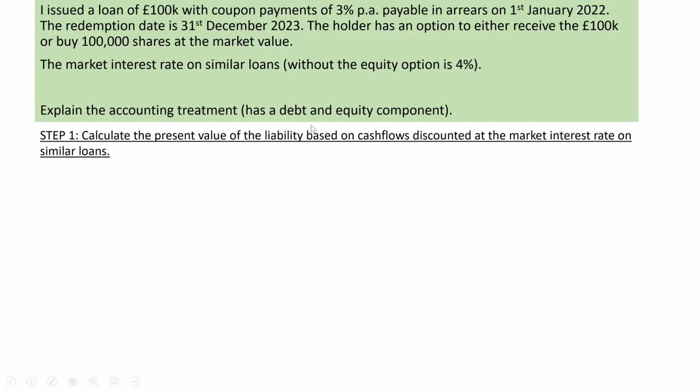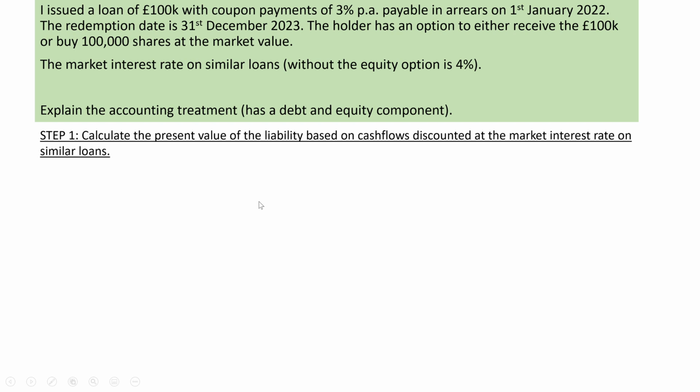Now, the first thing we need to do is to consider what happens if there wasn't any equity. What would we do? Well, we would be paying interest at 4% per annum, making coupon payments, and finally making the payment of 100k. So we're explaining the treatment from the perspective of the borrower. We calculate the present value of the liability based on the contractual cash flows discounted at the market interest rate on similar loans. That's a bit of a mouthful, but if we explain it using a diagram, it'll be much easier to understand.